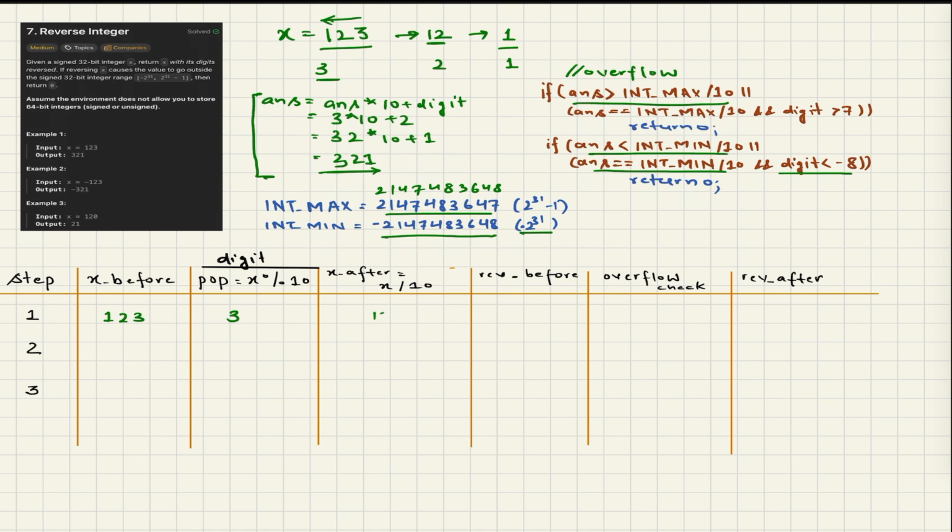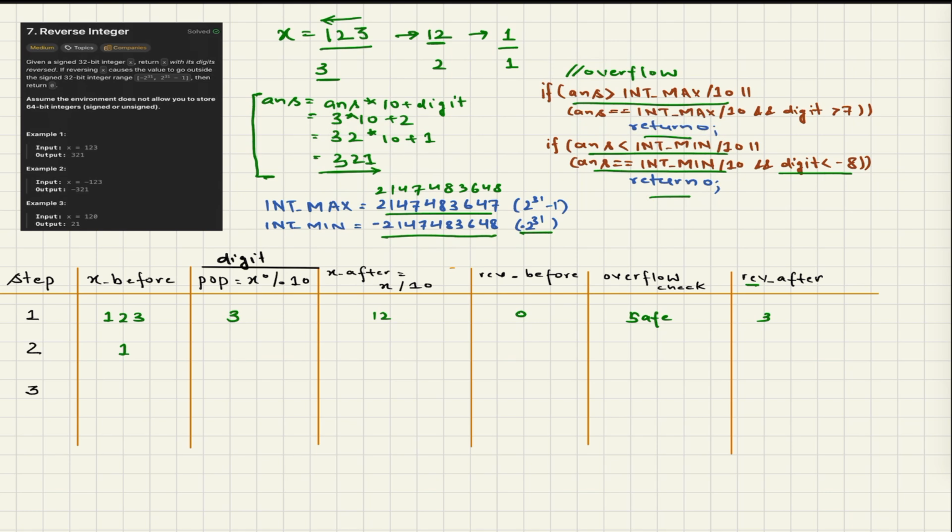And then x after this, that means my x divided by 10, will be nothing but 12. Reversal before was 0. And before adding to the answer, or adding to the reverse, I will have an overflow check. If my overflow check fails, I'm simply gonna return 0. But if it does not, see, overflow check, it is safe. So I'm gonna add it to my answer, which is gonna be 3.